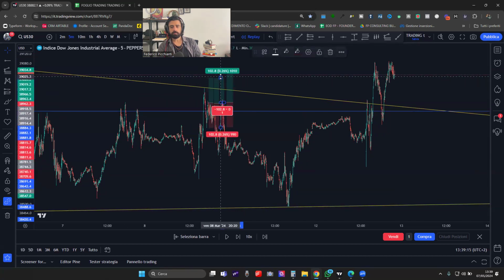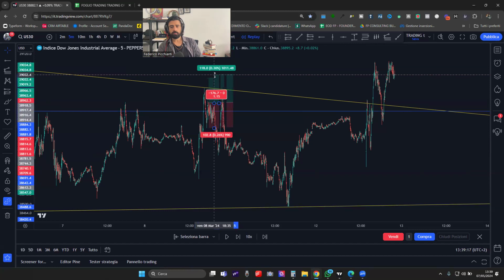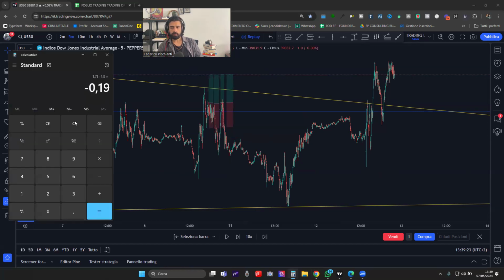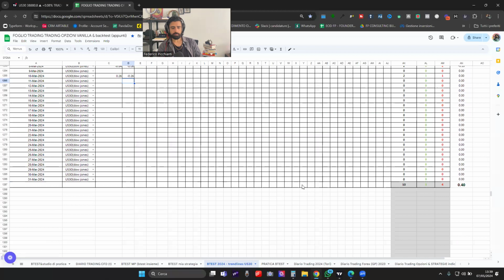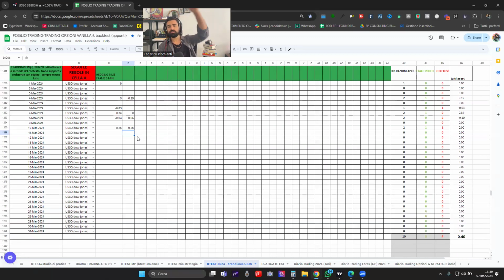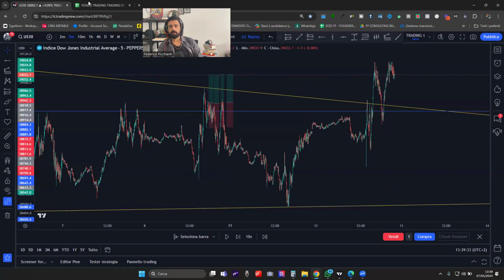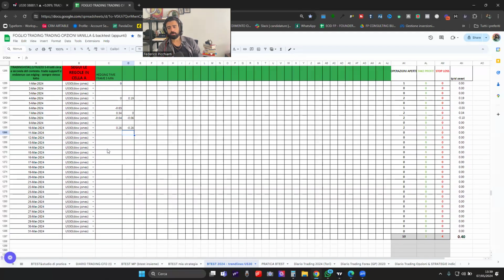Three. I'm making over 1.2% or something. 1, 2, 3, 4. It's 4. 0.30 multiplied by 4 is 1.2. I've just transformed a fucking 1 month of a nightmare into a profit of 0.30 percent on the 12th of March 2024.